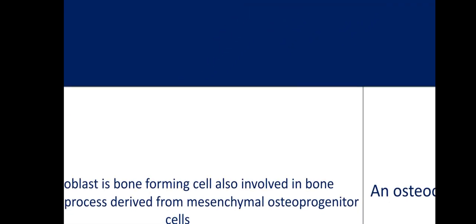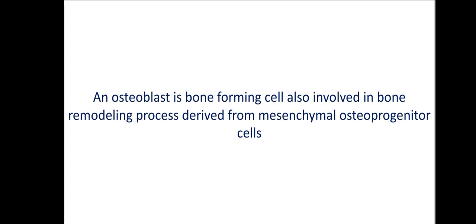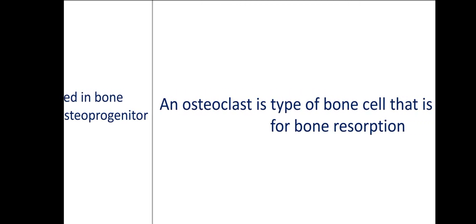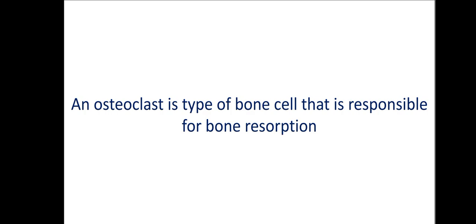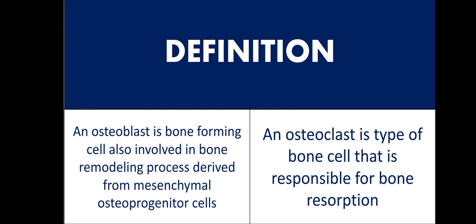Starting with the first one, that is definition. Osteoblast is a bone forming cell also involved in the bone remodeling process, derived from mesenchymal osteoprogenitor cells. While we can define osteoclast as a type of bone cell that is responsible for bone resorption. So on the basis of definition, we can clearly differentiate between osteoblasts and osteoclasts, as osteoblasts are bone forming cells while osteoclasts are responsible for bone resorption, as both of the cells have totally opposite function.